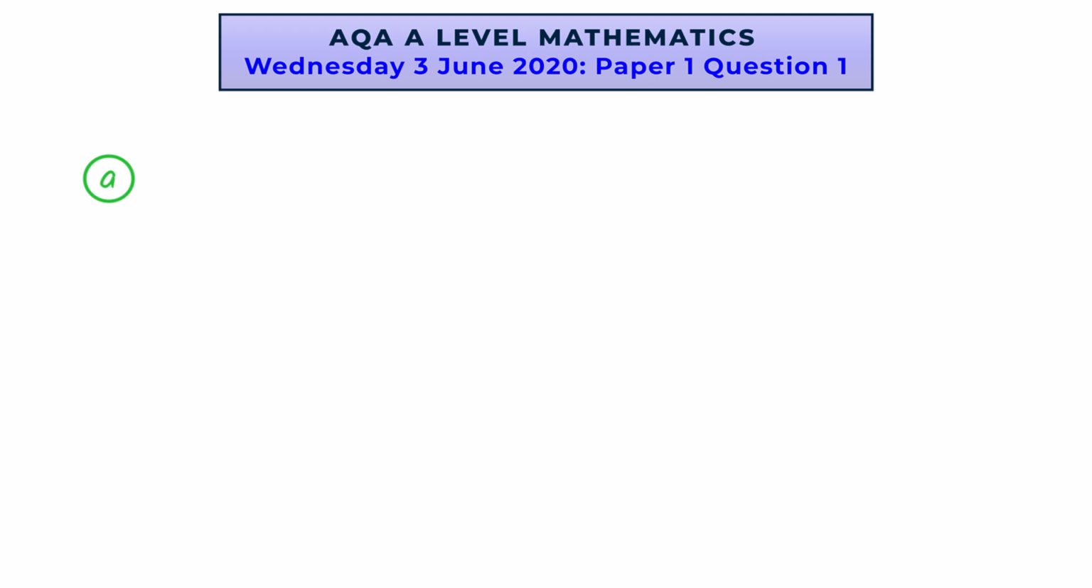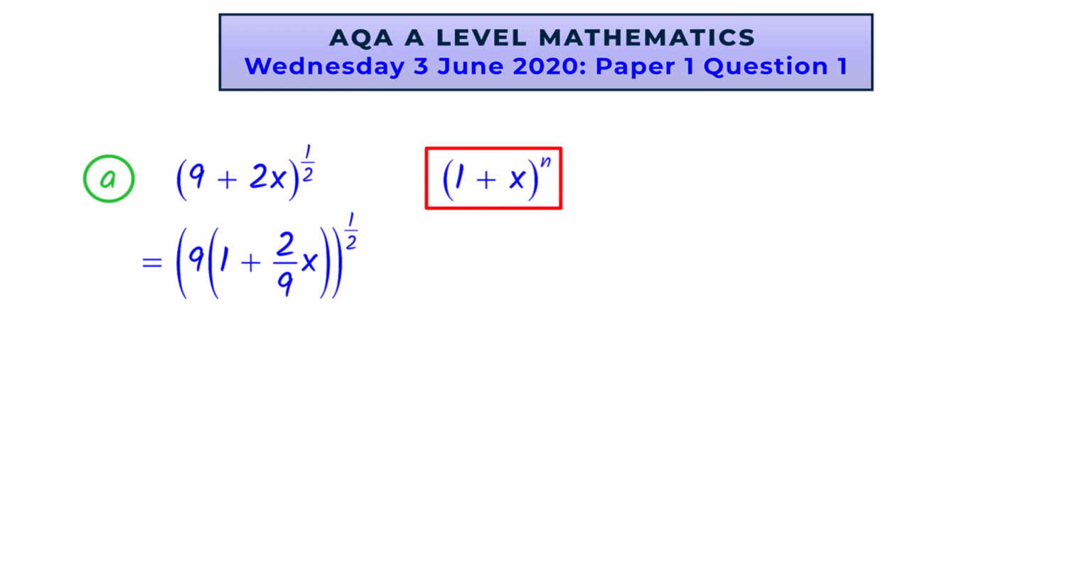In order to do this, we have to put the 9 plus 2x to the power of a half into the form 1 plus x to the power of n. First, take out 9 as a factor to give 9 times 1 plus 2 over 9x to the power of a half. We can then rewrite this as 9 to the power of a half times 1 plus 2 over 9x to the power of a half. As 9 to the power of a half is 3, this becomes 3 times 1 plus 2 over 9x to the power of a half.